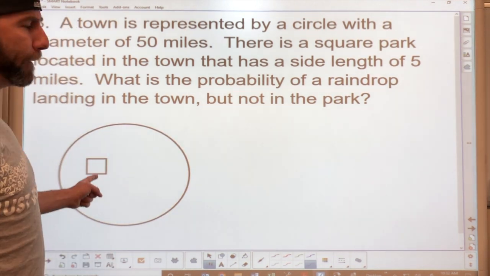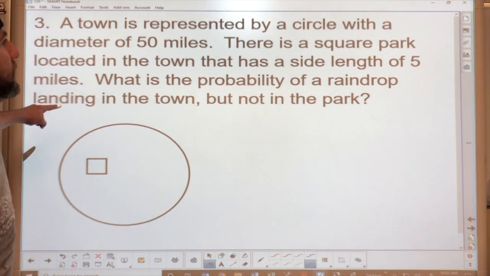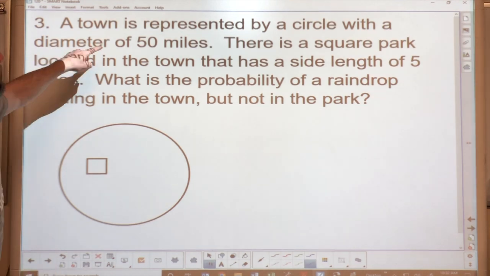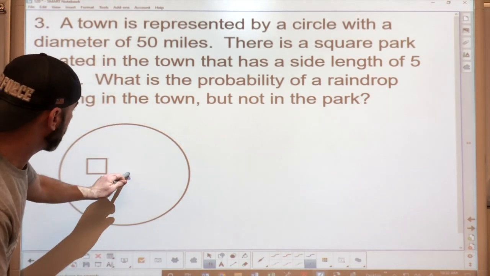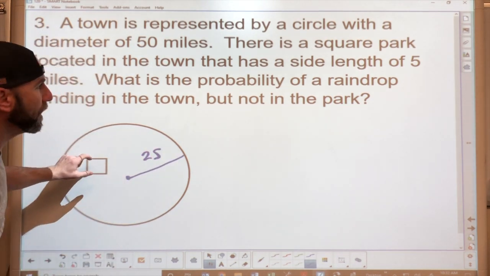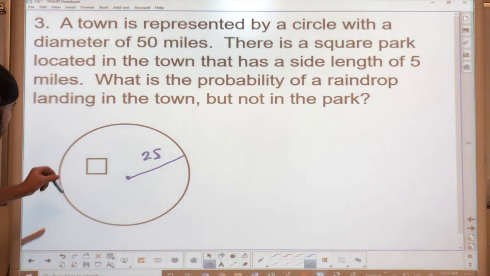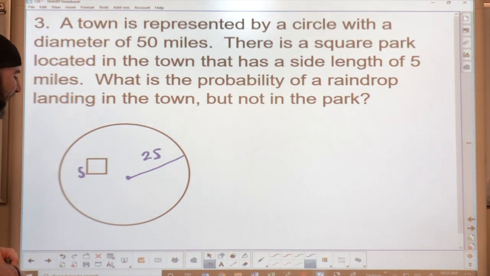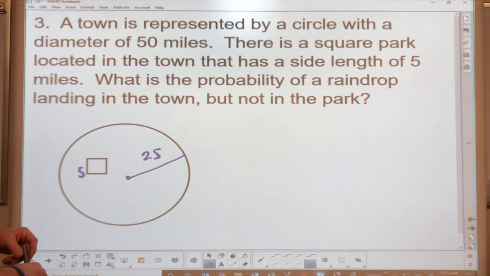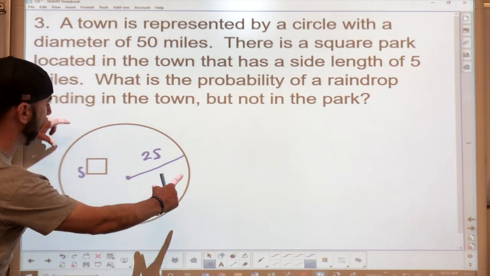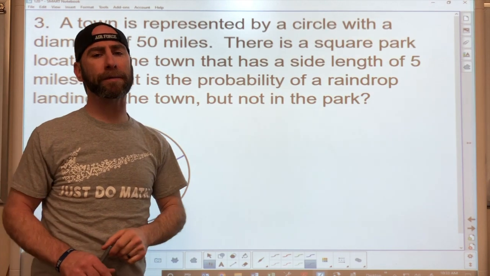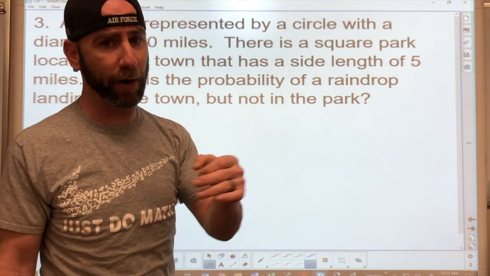This is how I'm going to draw my picture. We've got a circular town with a diameter of 50 miles or a radius of 25 miles. And then there's a park that has a 5-mile length all the way around, or 5-mile sides. So I want to know the probability of a raindrop landing inside the town but not in the park. So I'm actually going to find the probability of a raindrop landing in the park first.